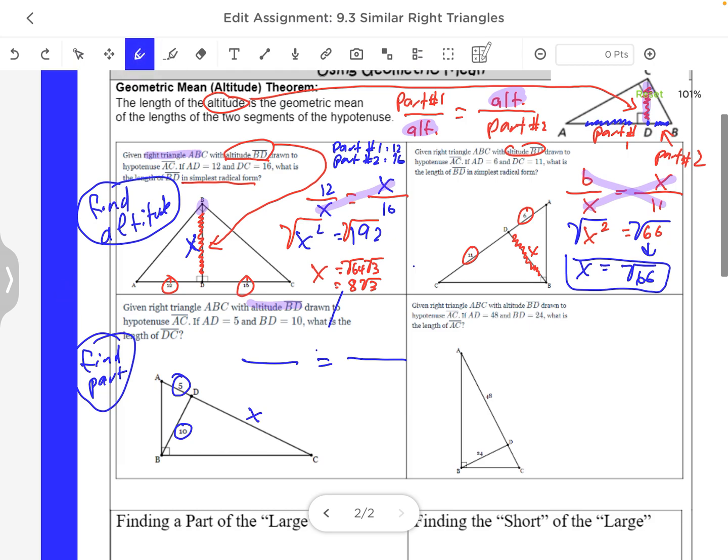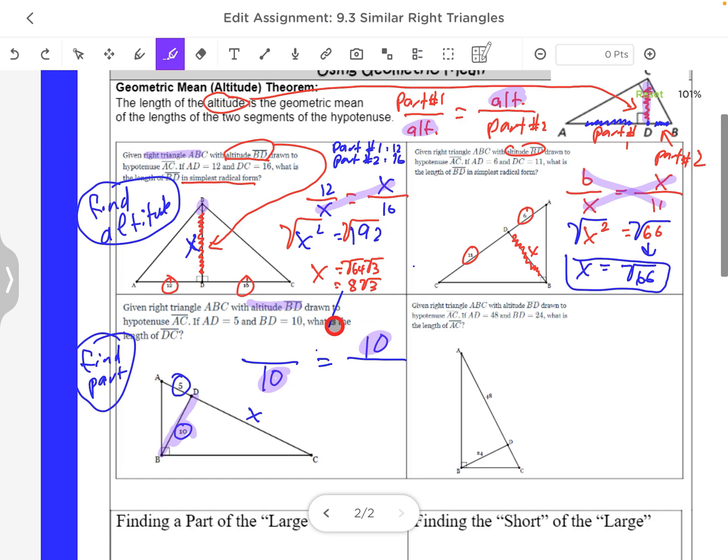So let's set it up. What do we say? Altitude goes one on the bottom, one on the top. So the altitude is 10. So now we're going to put 10 there and 10 there. Okay, so the altitude goes on the bottom and the top.